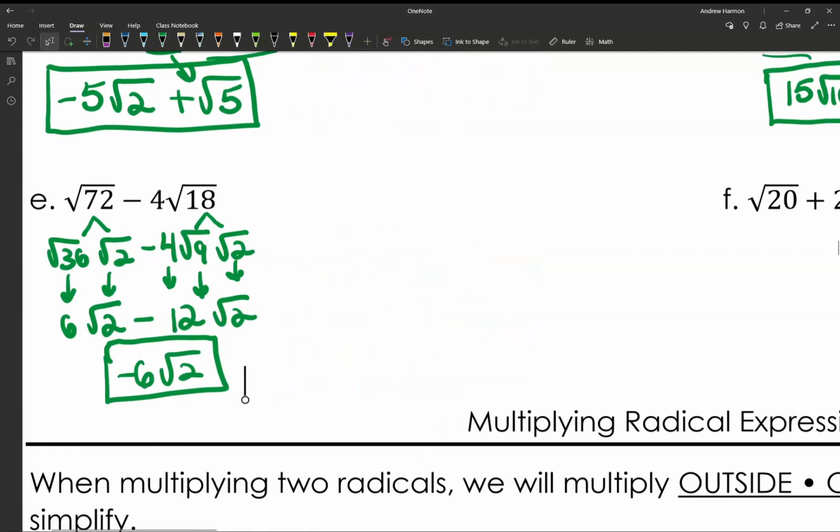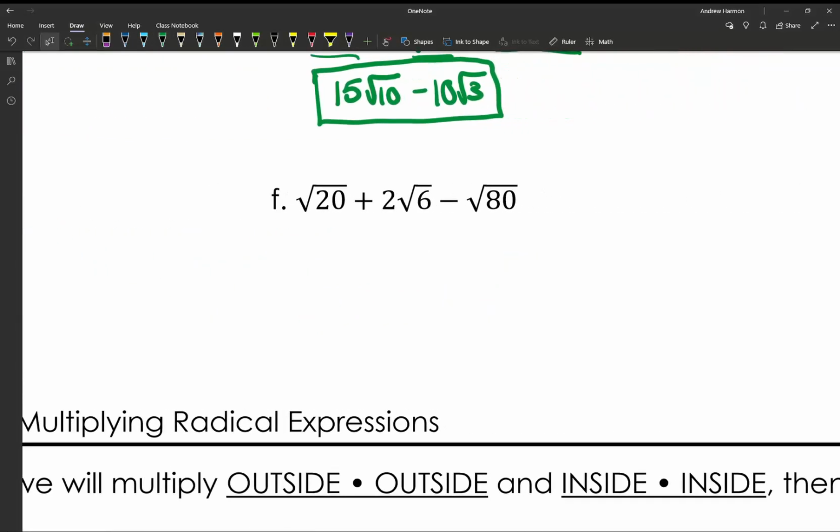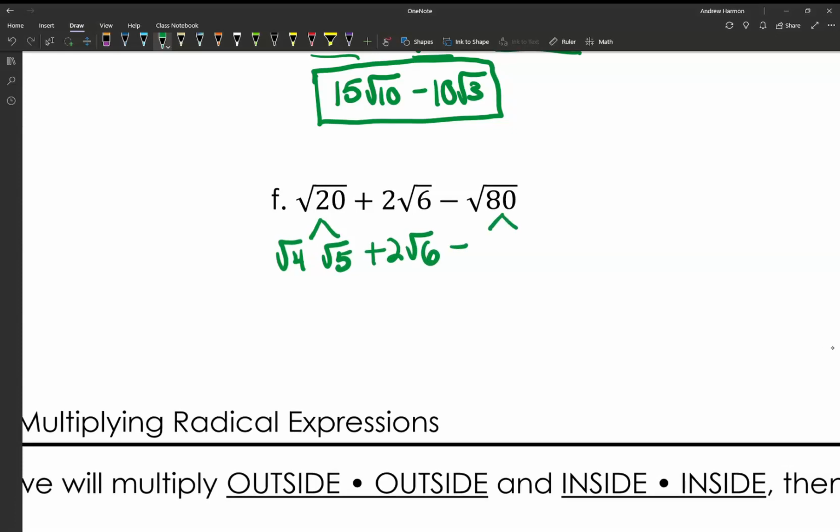One more example here. In this one, again, we're going to be simplifying all the radicals first. So square root of 20, that breaks down into the square root of 4 and the square root of 5. 2 square root of 6, I can't really simplify at all, so I'm just going to bring that down. And then square root of 80, you can find a perfect square that goes into 80. So I think 16 and 5 makes 80. 16 is our perfect square.